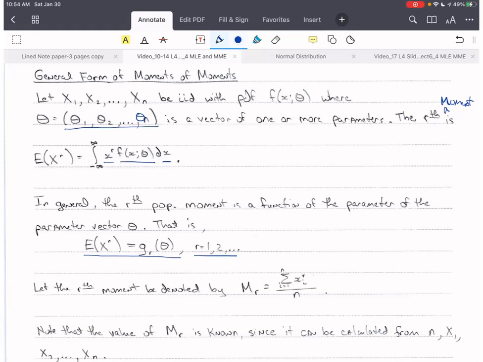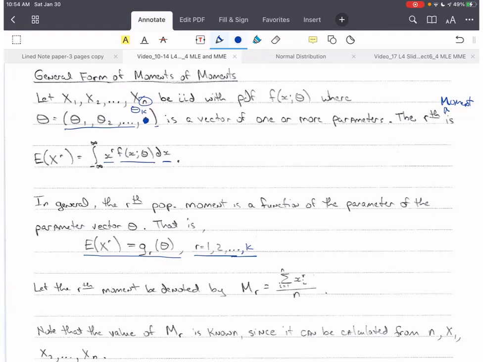We shouldn't say n, we should say k. All right, so let me rewrite this as theta sub k, for r equals 1 up to k. We don't want to use n because we've used n here.